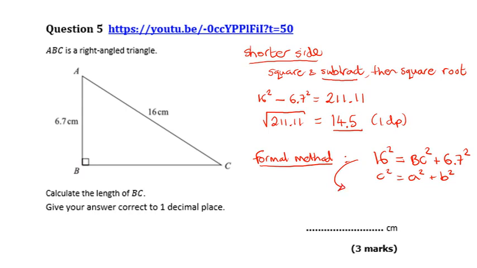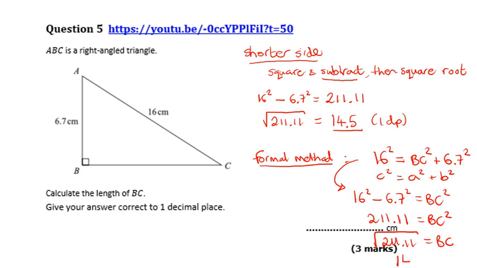Okay, if I'm now trying to solve this, I would be doing 16 squared minus the 6.7 squared equals BC squared. So there's my 211.11 is BC squared, and then I can see this is why I need to square root. Square root that, and I get the same answer. So whichever method you're comfortable with, the shorter method or this more formal method, it's 14.5.